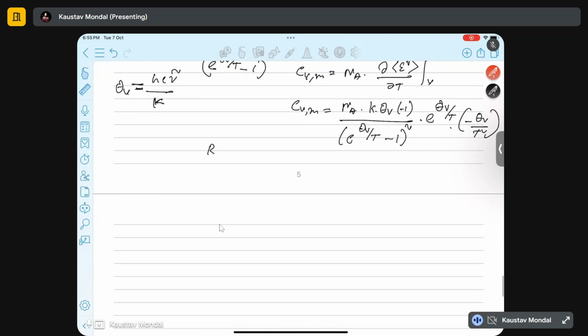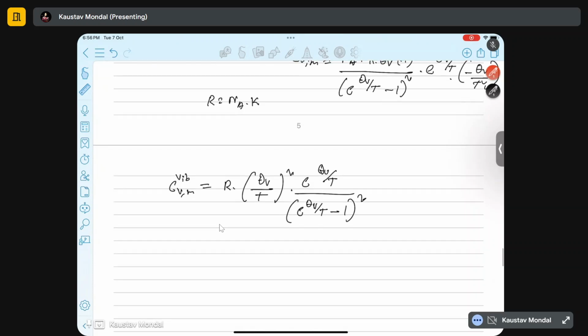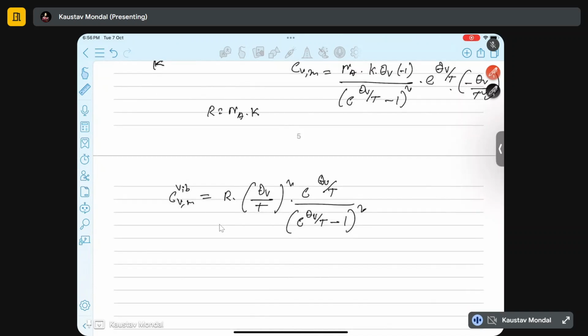We can write R equal to Na times k. We know this expression. So the whole expression now looks like CVm, the vibrational contribution, equals R times theta v by T whole square, times e to the power theta v by T, over e to the power theta v by T minus 1 whole square, right? So this is the contribution that comes from the vibrational part. This is basically just the expression.